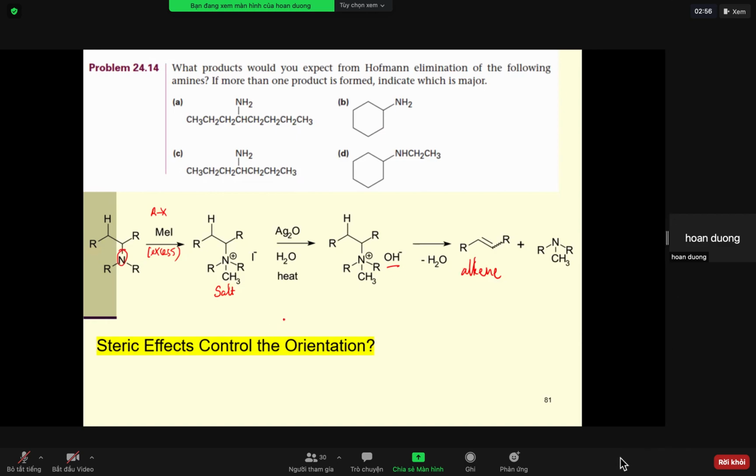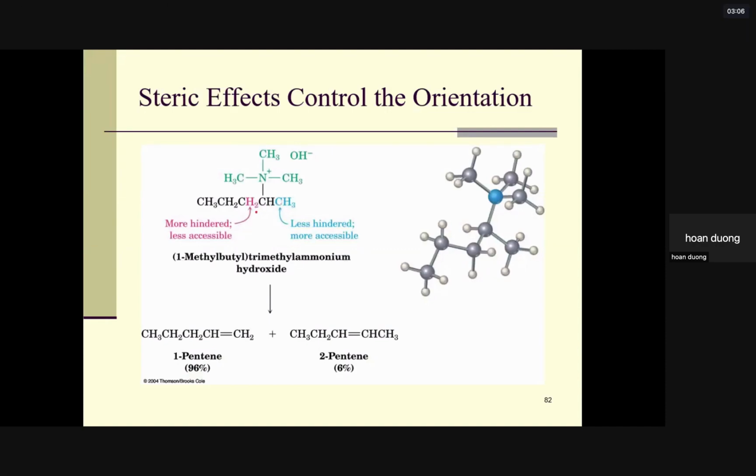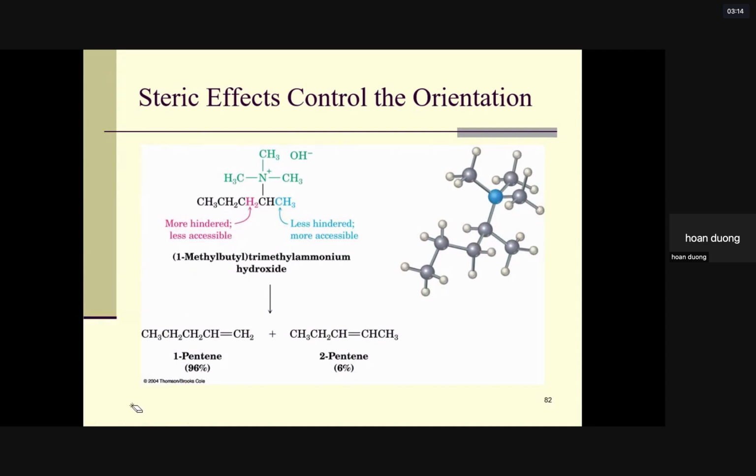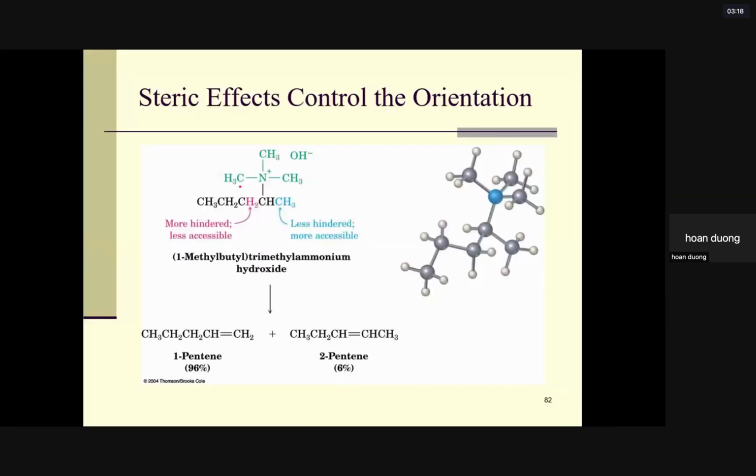So the steric effect and control of the orientation of this reaction are important. So for example here, if you have two sides, it calls alpha, sorry, it should say elimination, you should say beta.